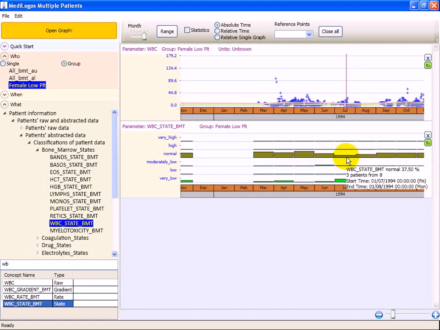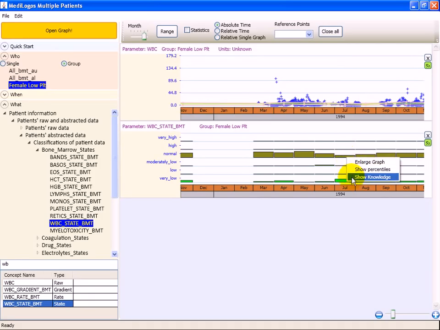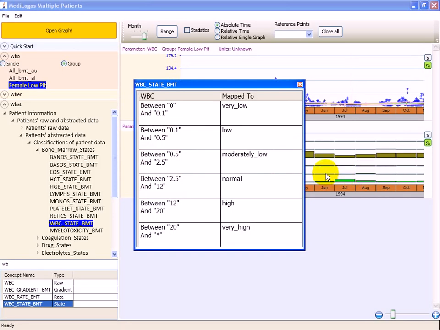In order to understand how we build the state, we must show the knowledge which has already been defined via our knowledge acquisition tool. This table shows the raw medical data of the white blood cell counts. In our example, you can see that the mapping between values of 0 and 0.1 have been mapped to very low state. That is the medical concept specific to the bone marrow transplant domain. Therefore, this is done only for that domain, as different domains will have different states.